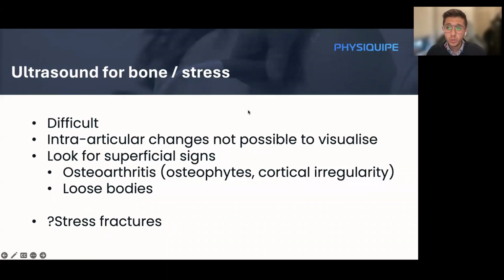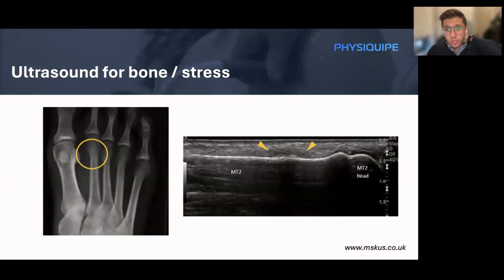And sometimes you can even see loose bodies within joint spaces as well, which can really help differentiate whether you need this patient to be seen by an orthopedic surgeon. Stress fractures is an interesting one. I would definitely never use ultrasound to diagnose a stress fracture. But if you're suspecting it, there's no harm in having a look, and you have the ultrasound machine.